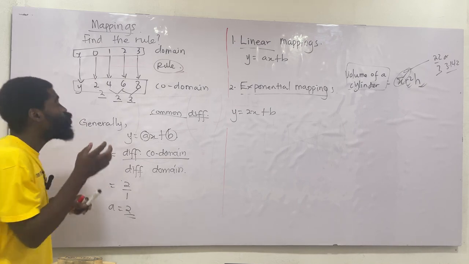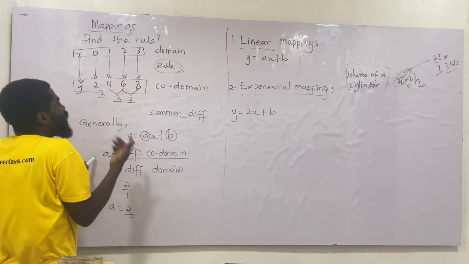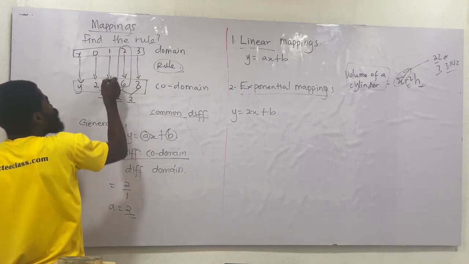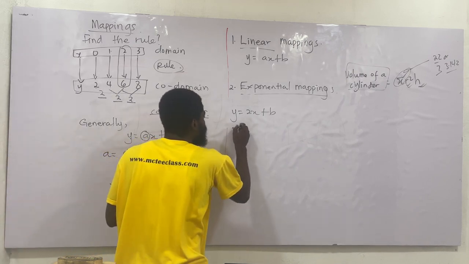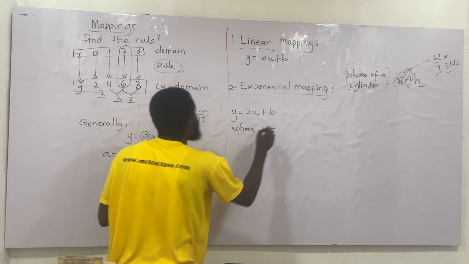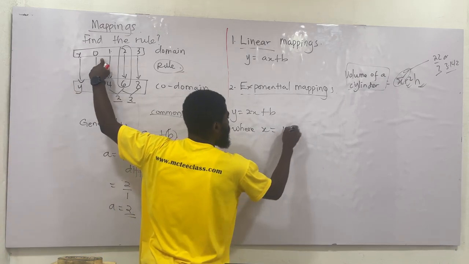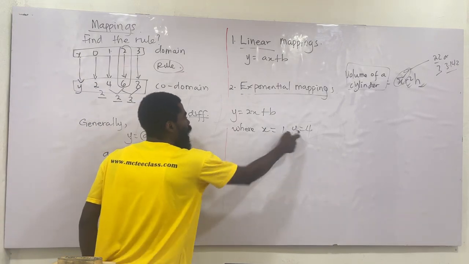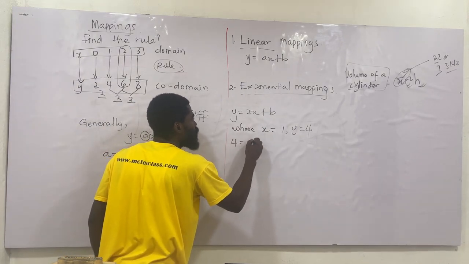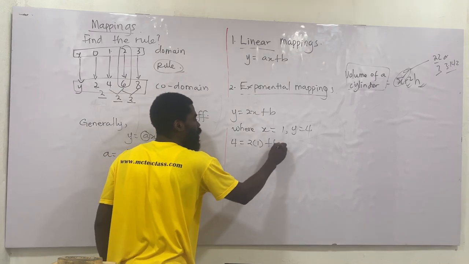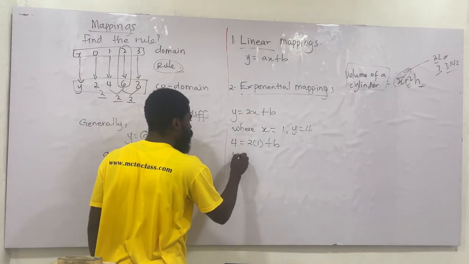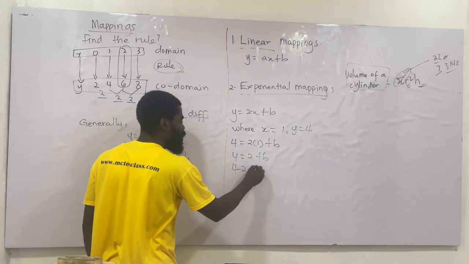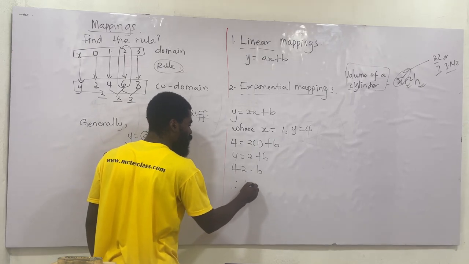In order to find B, we choose corresponding X and Y values. We can say that where X is 2, Y should be 6. Or where X is 1, you choose corresponding values. So where my X equals 1, my Y equals 4. And I substitute and solve for B. Whenever I see Y, I place 4. So 4 should be equal to 2 times 1, because my X is 1, plus B. So this gives me 4 equals 2 plus B. I need B. This will cross. So 4 minus 2 equals B. Therefore, B should be equal to 2.